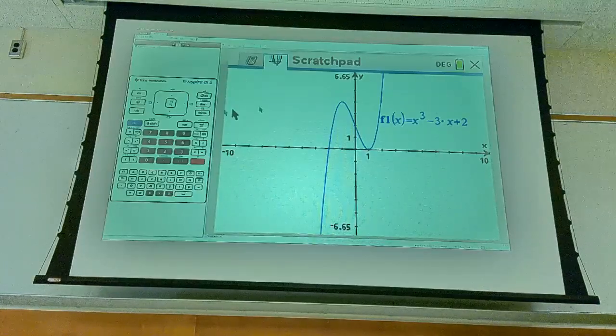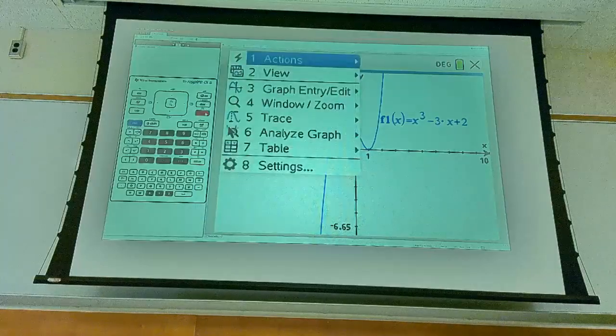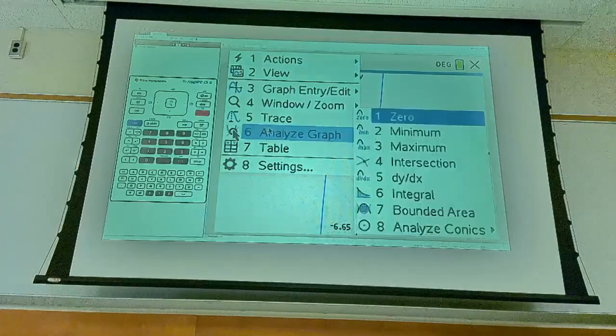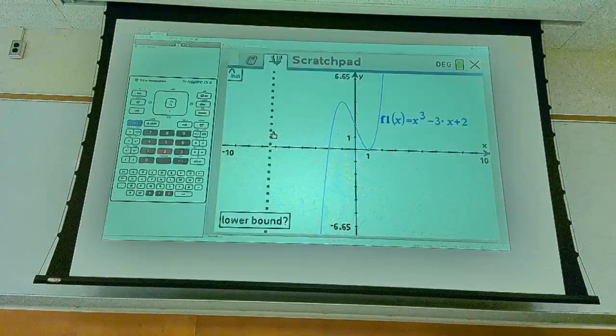Now I'm going to go to Menu, 6, Analyze Graph. You can either scroll over to it or just hit 6. You have a lot of options, but the two we're looking at are minimum and maximum. So I'm going to hit 2. We're going to find the minimum first. You're going to have to choose a lower bound and an upper bound.